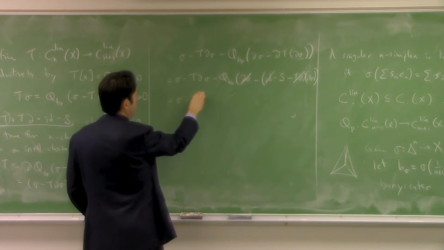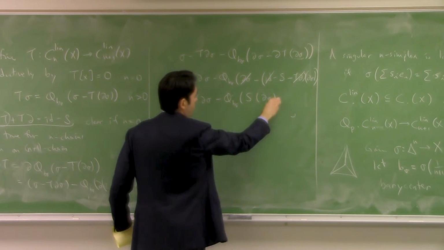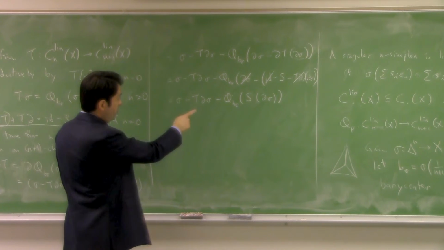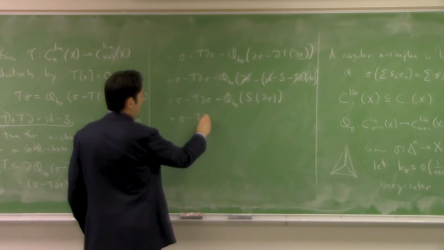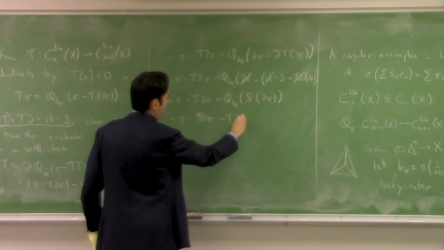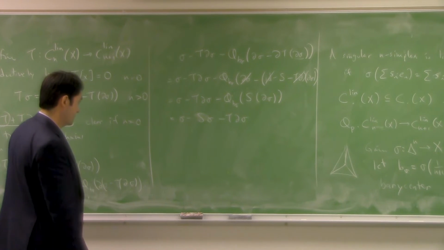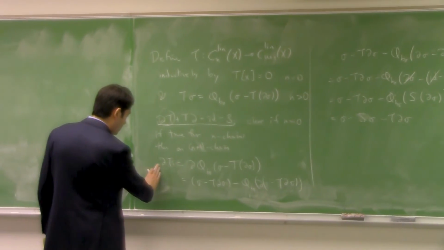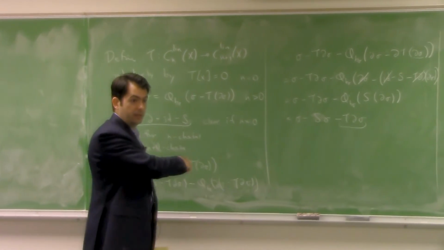So we get sigma minus T boundary sigma minus QB sigma of S of boundary sigma. But of course, that is our inductive definition of S. So this is sigma minus T, well, let's write it like this, minus S of sigma minus T boundary sigma. And so that's equal to T boundary sigma. So if you move this term over to the left, that's exactly what we wanted.